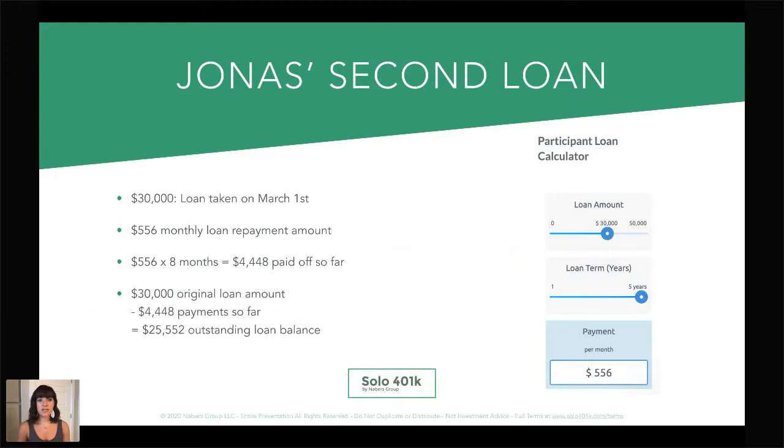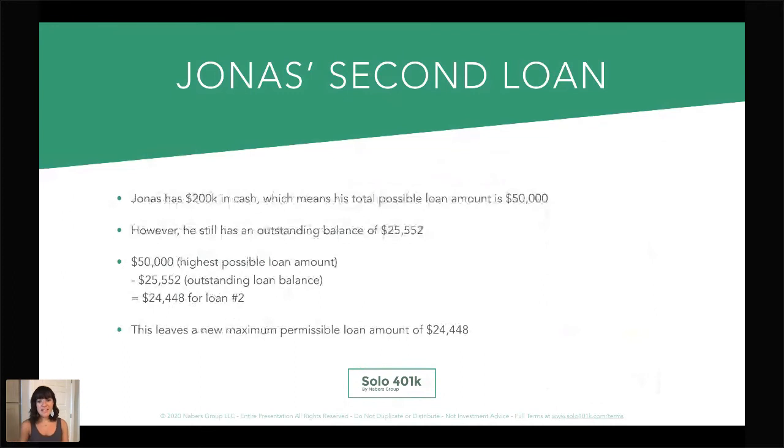So he wants to take another loan 8 months later. So he takes a look at how much he's paid back. So far, he's paid off $4,448. We're going to subtract that from the original loan amount. So the outstanding loan balance is $25,552.